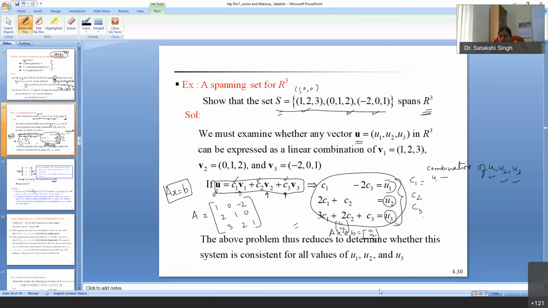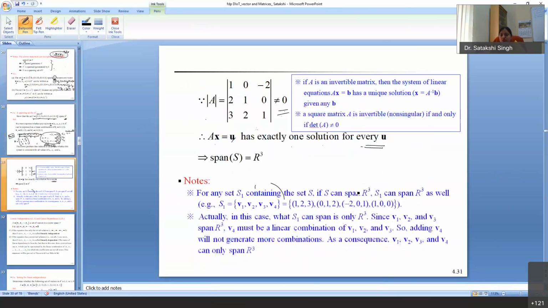So if we are able to get the values of c1, c2, c3, which are unique values in terms of u1, u2, u3, then we say that the set S spans the vector space R3. So that is what we got here.